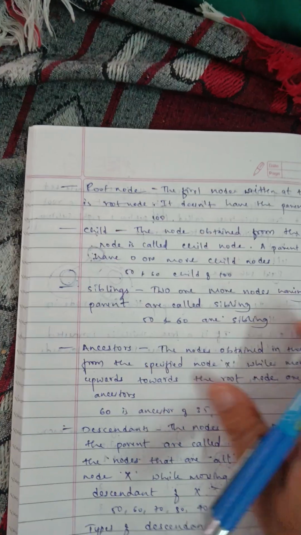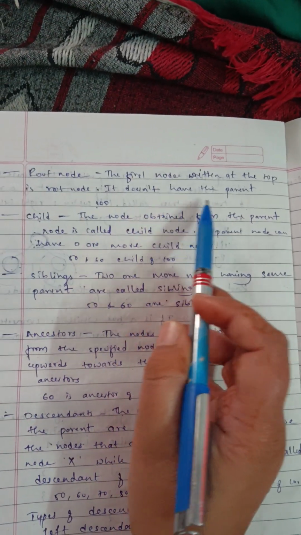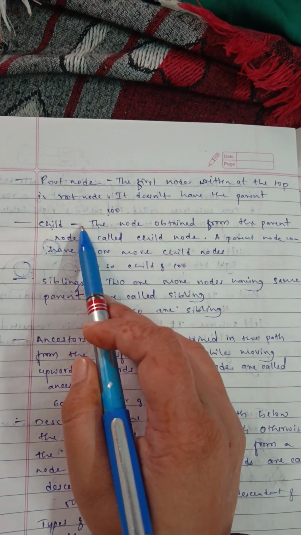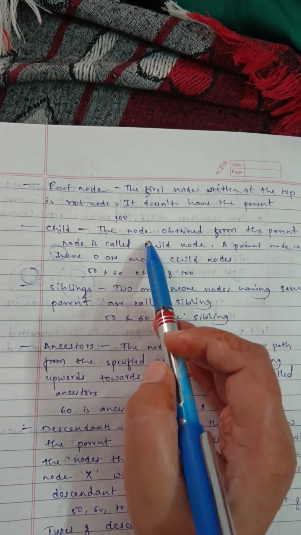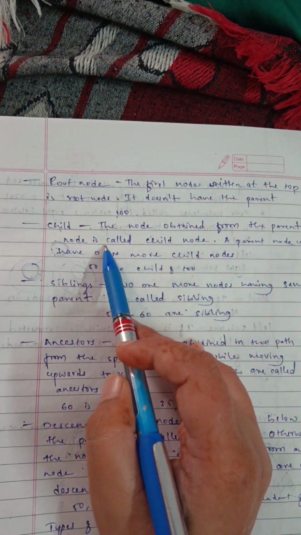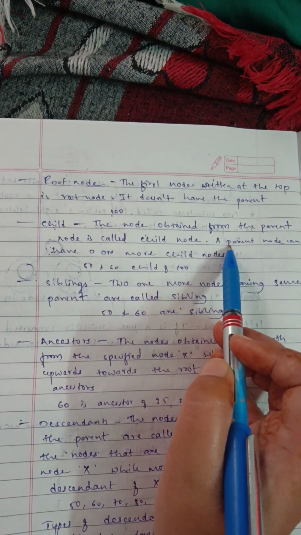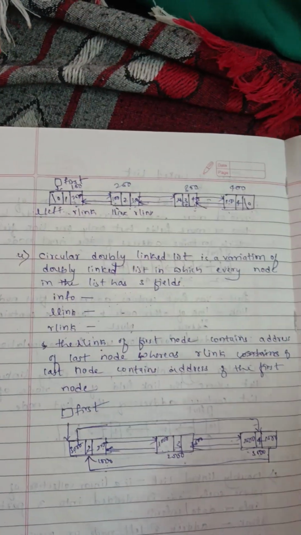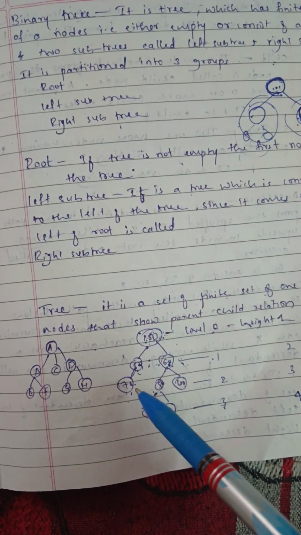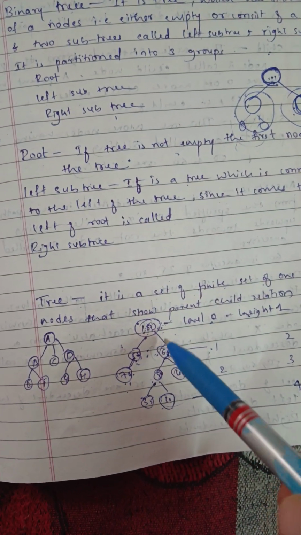Then let's see what is the root node. The first node written at the top of the tree is nothing but the root node. It doesn't have a parent. Next, what is a child? The node obtained from the parent node. These are the nodes, right? 50 and 60 are obtained from 100.